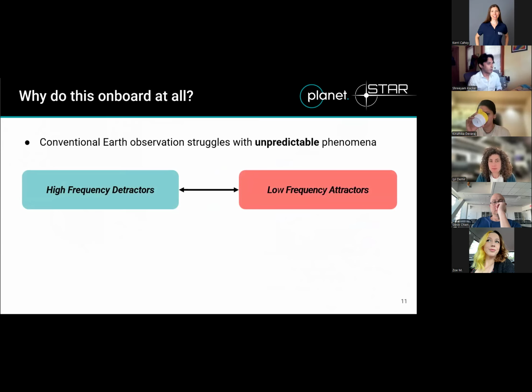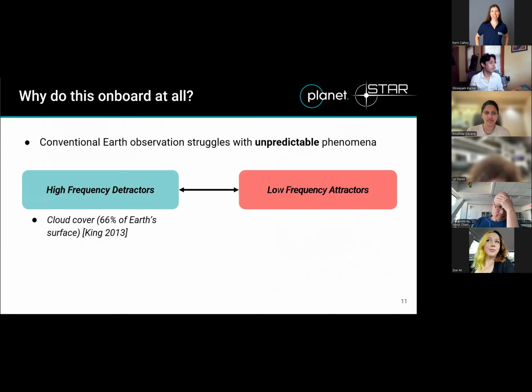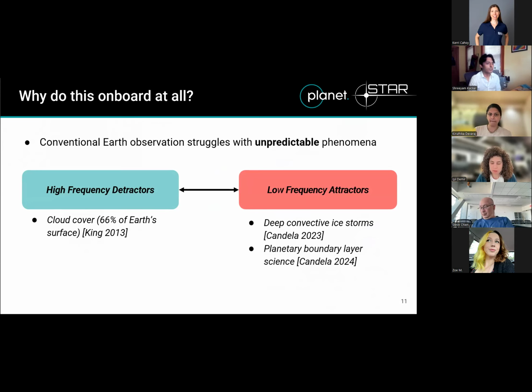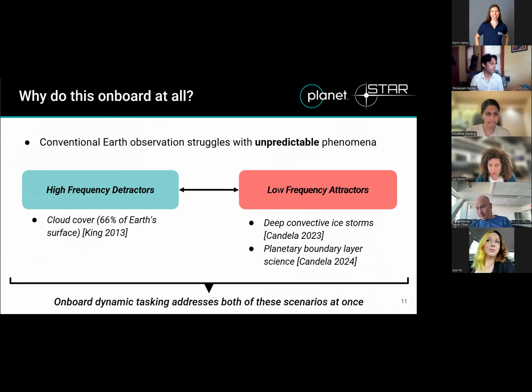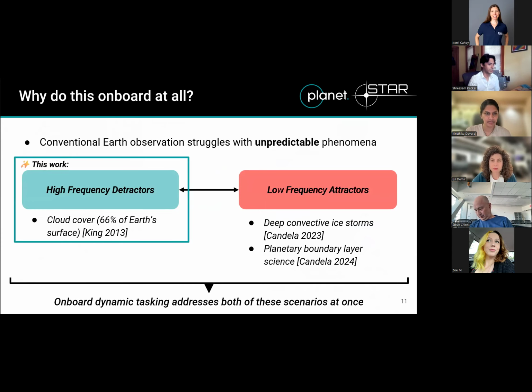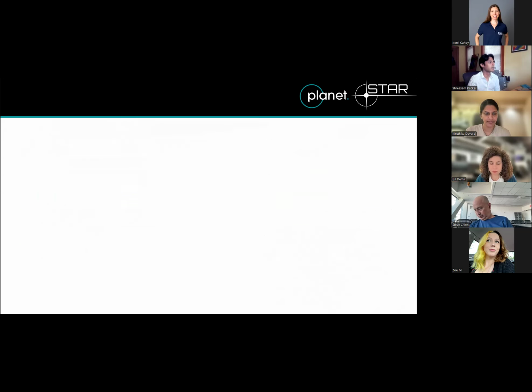So why bother doing this on board at all? So conventional Earth observation struggles with unpredictable phenomena, and I've grouped these into high-frequency detractors and low-frequency attractors. So high-frequency detractors are things like cloud cover, which covers about 2/3 of the Earth's surface at any one time and definitely shows up in lots of tasked Earth observing satellite missions. And low-frequency attractors, there's been some research into the dynamic targeting applied to deep convective ice storms and planetary boundary layer science. So onboard dynamic tasking addresses both these scenarios at once, but in my proposal, I'll generally be considering cloud cover and removing tasks rather than adding the back end. I consider that an extension.